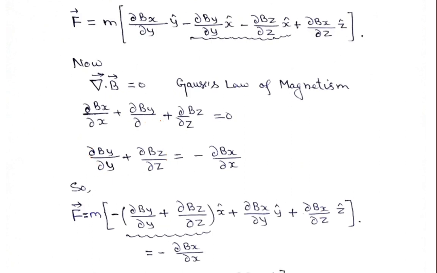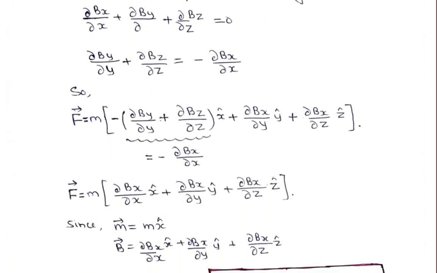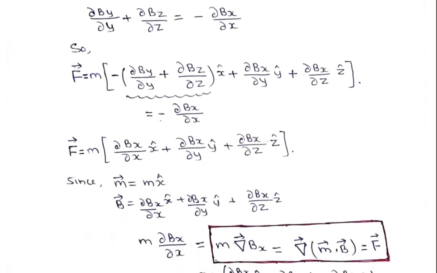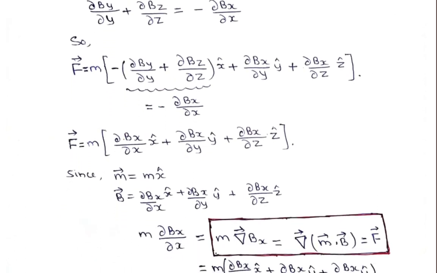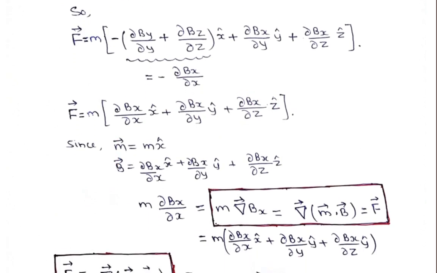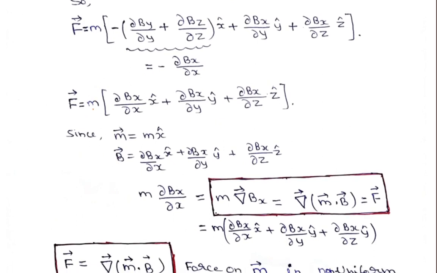So if we substitute the value, what will we get? F is equal to m del Bx upon del x, x unit vector, in place of this I have substituted this quantity, plus del Bx upon del y, y unit vector, plus del Bx upon del z, z unit vector. And we know that the magnetic moment m, this magnitude, is equal to m x unit vector.